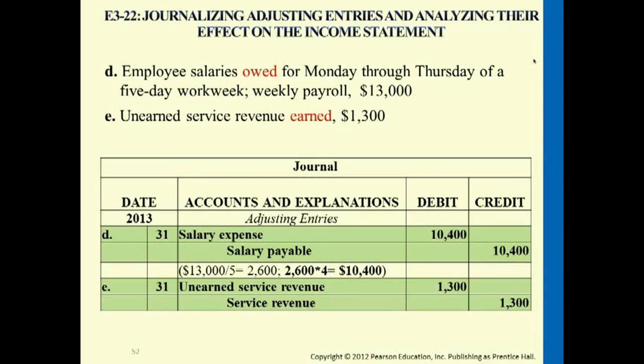Okay, and earned service revenue, now we earned it, $1,300. Earlier we collected money from a customer already, and now we provided part of the service that is worth $1,300. So the liability, unearned service revenue, will be reduced, and we increase service revenue. That'll be the last one.